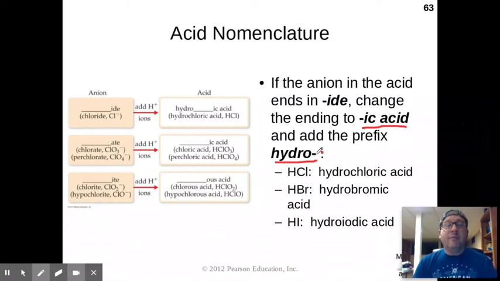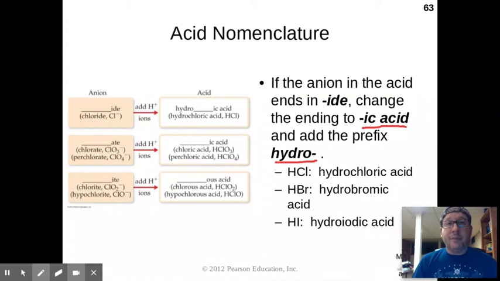So for instance, the anion form of chlorine would be chloride, IDE. When we have hydrogen bonding with chlorine, hydrogen makes that 1+ charge, and chlorine having a -1 charge, when you do the crisscross, you're going to have HCl as the formula. You have chloride as the anion. Remove that IDE ending, add the prefix hydro, and replace the IDE with IC acid. So you get hydrochloric acid.